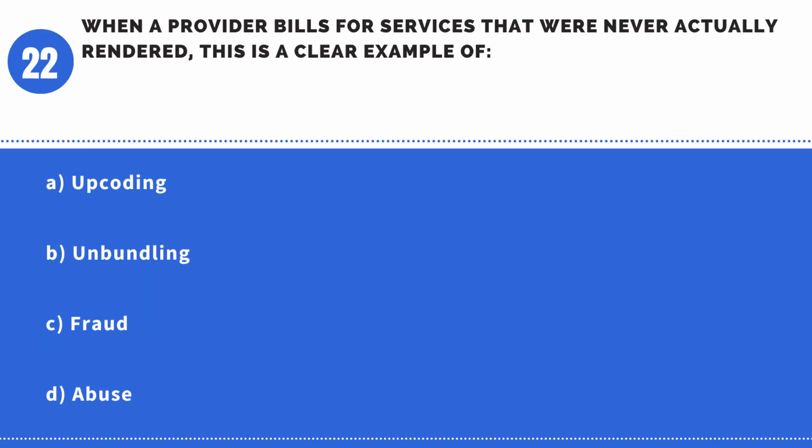Question 22. When a provider bills for services that were never actually rendered, this is a clear example of A. Upcoding. B. Unbundling. C. Fraud. D. Abuse.